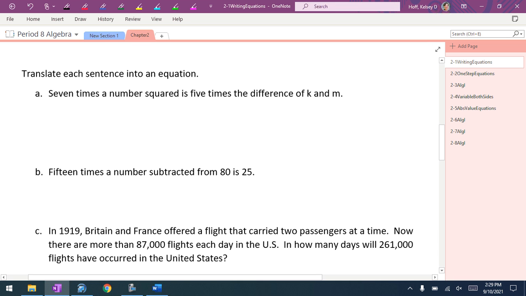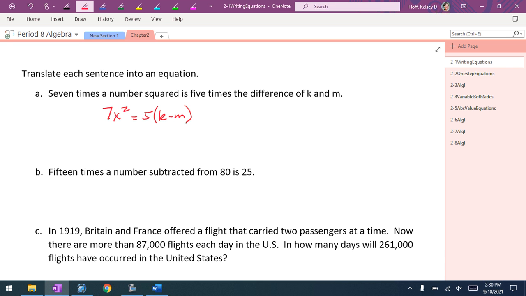Who's willing to give me what they possibly think? Alyssa. Thoughts? Are the parentheses necessary? 110%. Nicely done. I'm not going to lie, usually this is the problem that I almost guarantee people get wrong.